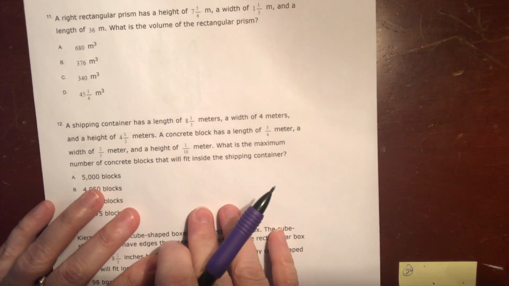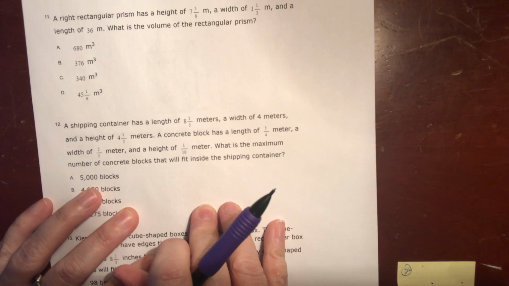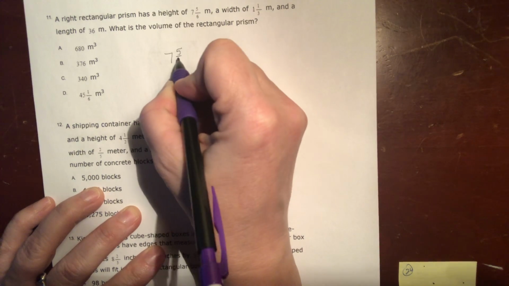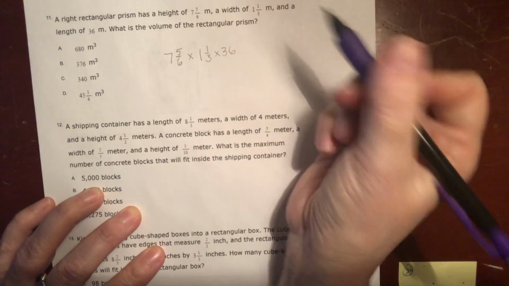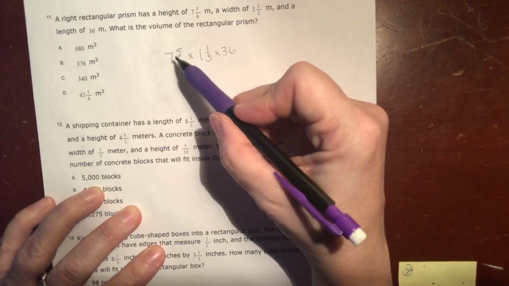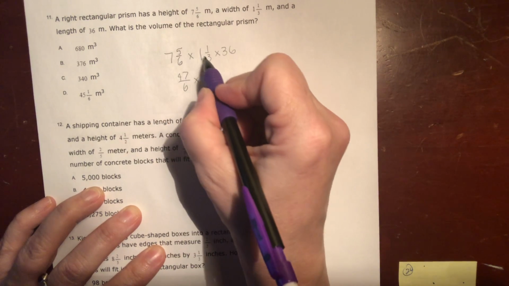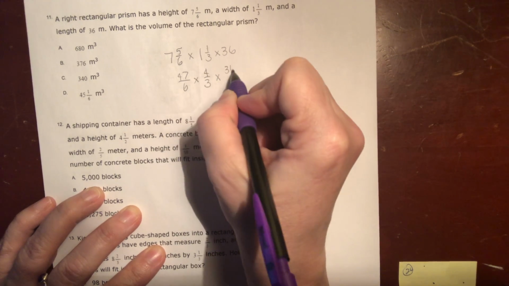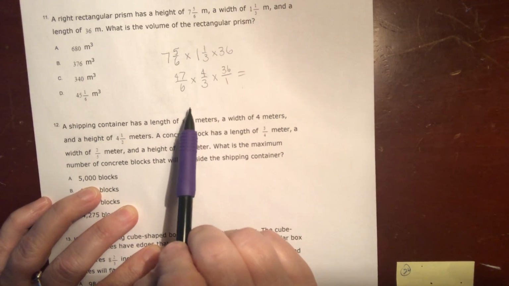All right, 11. A right rectangular prism has a height of 7 5/6 meters, a width of 1 1/3 meter, and a length of 36 meters. What is the volume? So we just have to do one. So 7 5/6 times 1 1/3 times 36. All right, so I'm going to do 7 times 6 is 42 plus 5 is 47/6 times 1 times 3 is 3 plus 1 is 4/3 times 36 over 1. And that's basically doing this, but in fractions.